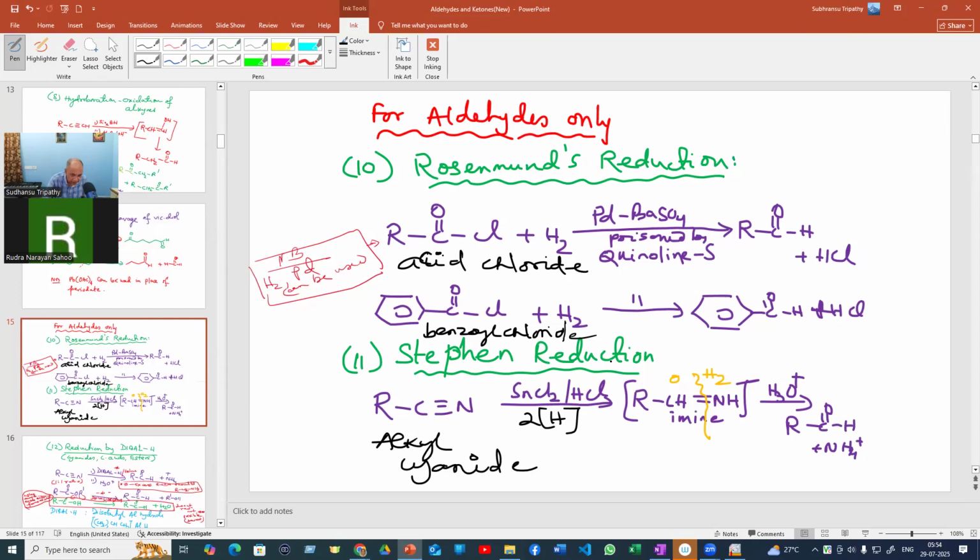Stephen reduction is very interesting. To get an aldehyde from alkane nitrile or alkyl cyanide, you have to use the selective reducing agent stannous chloride and HCl, not tin and HCl, which is very strong. Stannous chloride and HCl will convert it to an imine, as if one hydrogen here, one hydrogen here. I have not shown the mechanism. Imines are very unstable in acidic medium. It undergoes cleavage to produce aldehyde and ammonia. Of course, ammonia cannot fly off because it is an acidic medium; it will remain as ammonium ion. This is called Stephen's reduction.